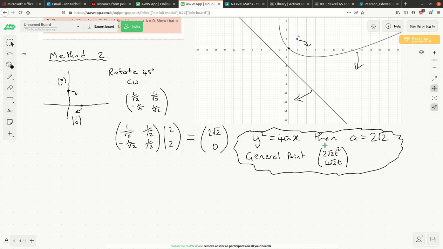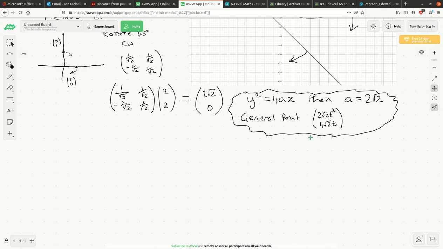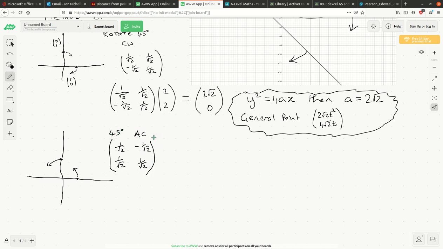Okay, so all I need to do now is rotate this 45 degrees anti-clockwise. Well, let's just quickly figure out the 45 degree anti-clockwise matrix. That's going to make that one go down there and this one go up here. It's going to be very similar to before. So what we're going to have is 1 over root 2, 1 over root 2, but then that's going to be minus 1 over root 2, 1 over root 2. And that's your 45 degree anti-clockwise rotation matrix.